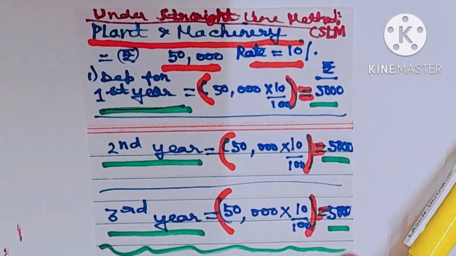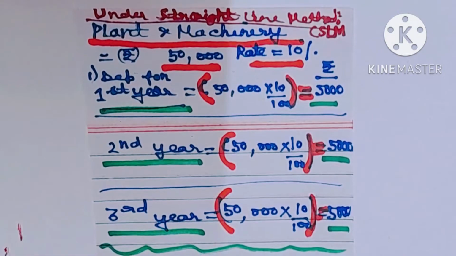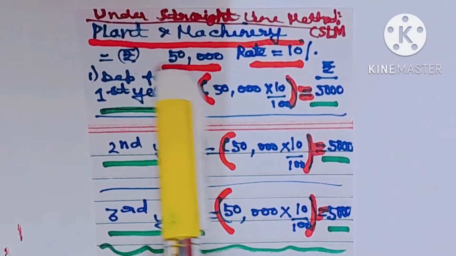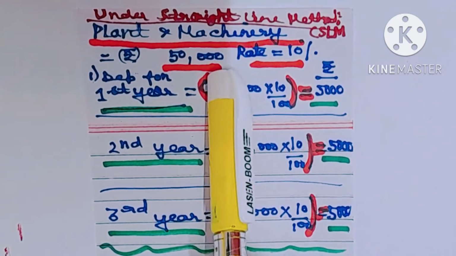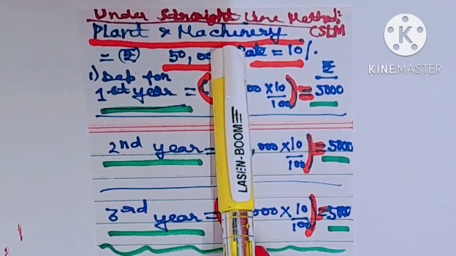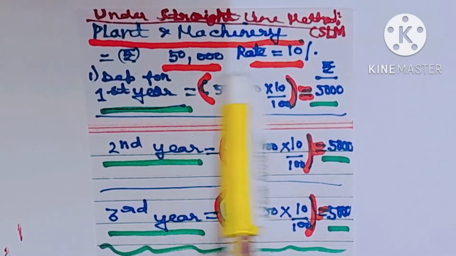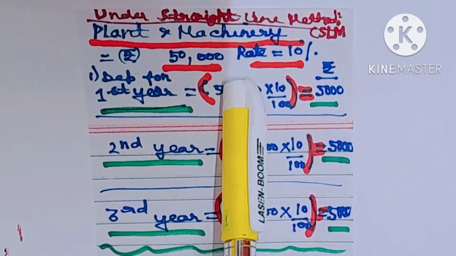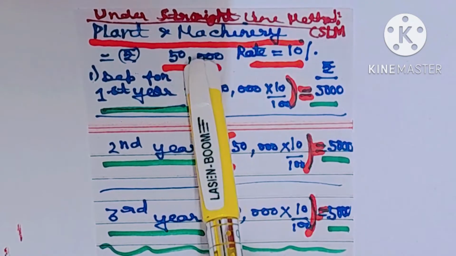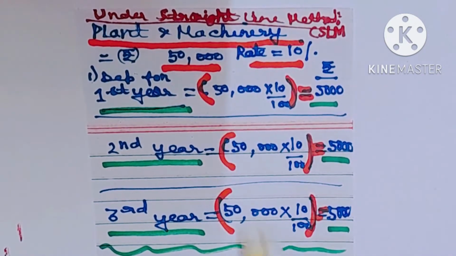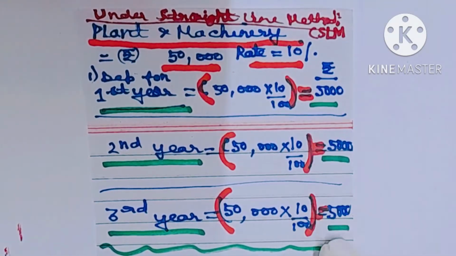In this method, depreciation is always charged on the original cost. So what is the original cost? 50,000. So every year you have to charge depreciation on 50,000. Understood? Every year you have to charge depreciation on the original cost. What is the original cost? 50,000. So you have to charge depreciation, that is 10%, on 50,000 every year. See, I have calculated each year. Every year's depreciation is equal to 5,000.